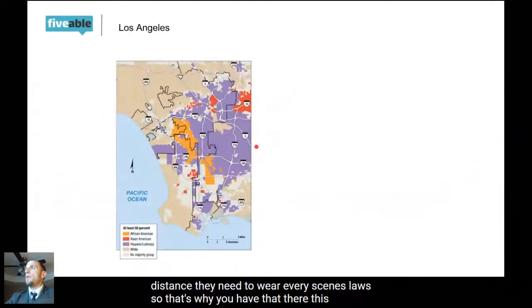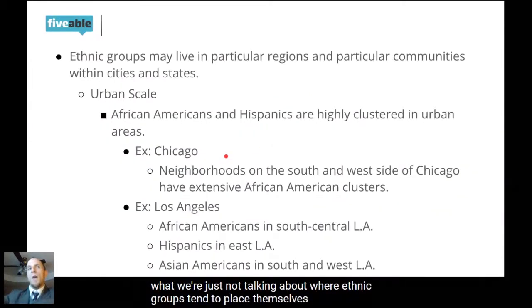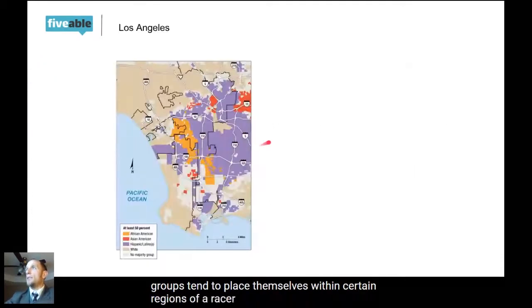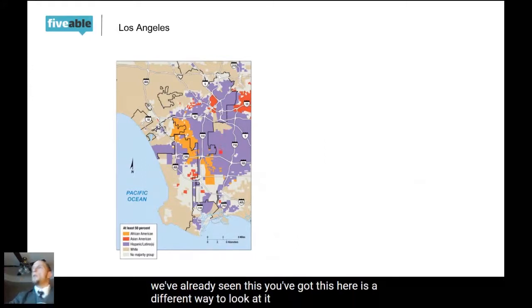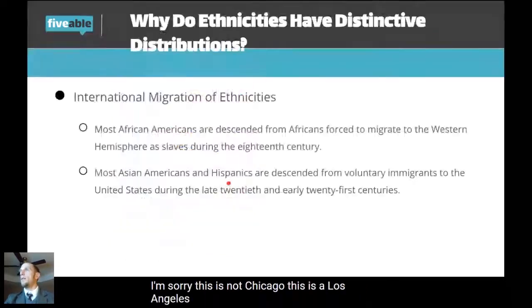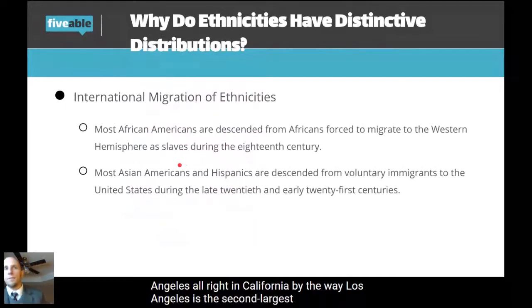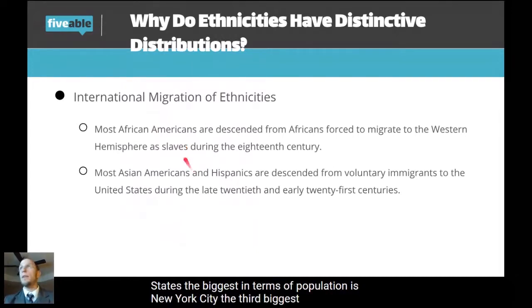So this here is what we're just going to talk about, where ethnic groups tend to place themselves within certain regions of a certain location. So in Chicago, we've already seen this. This here is a different way to look at it, but you've got your Hispanic population, your African American, no, I'm sorry, this is not Chicago, this is Los Angeles, in California. By the way, Los Angeles is the second largest city in the United States. The biggest in terms of population is New York City. The third biggest is Chicago.